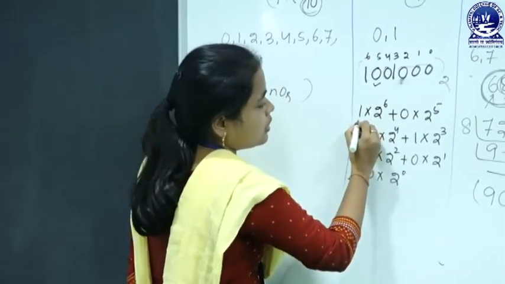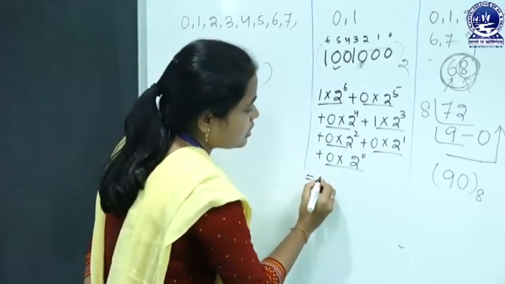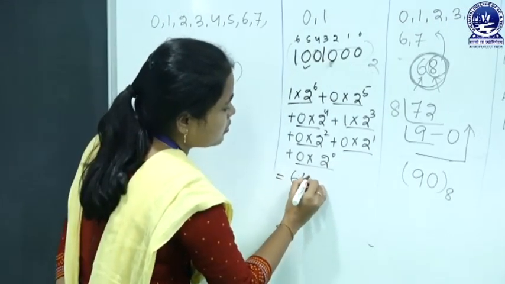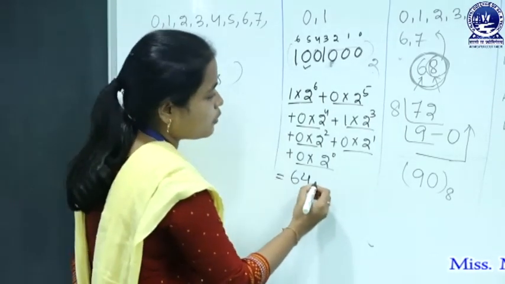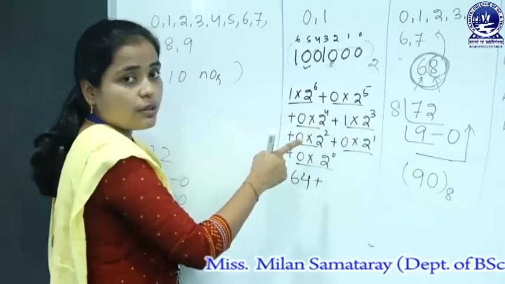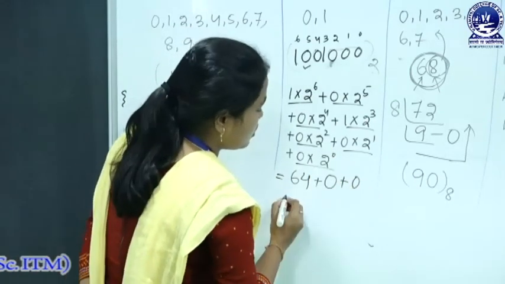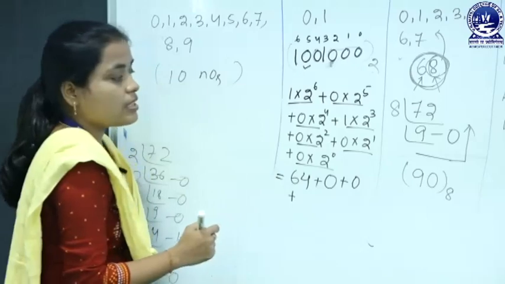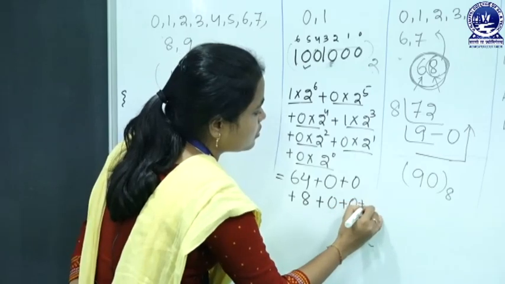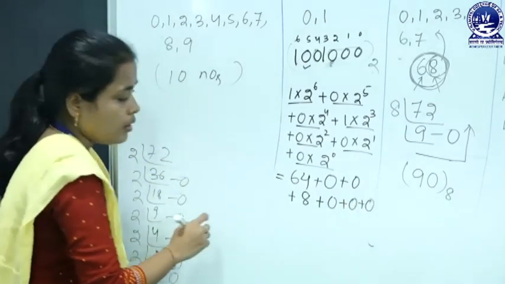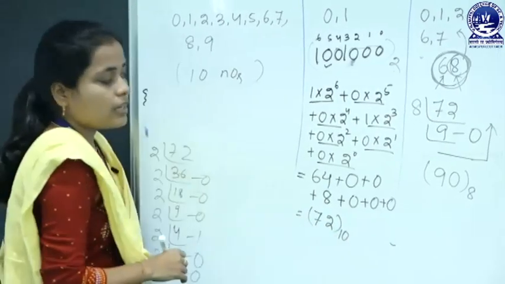Then what is the value of these terms? We have to add them. 2 to the power 6 is 64 and multiplied by 1 it is 64, plus 2 to the power 5 is 32 and multiplied by 0 it will be 0. Then the next value is 0. Then 2 to the power 3 is 8, multiplied by 1 it is 8, plus 0 and 0. Okay. So it will be 72, radix is 10.